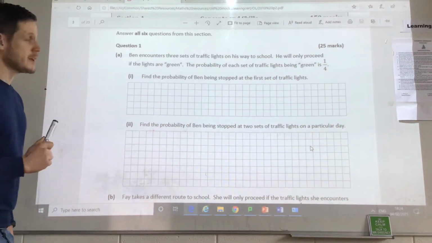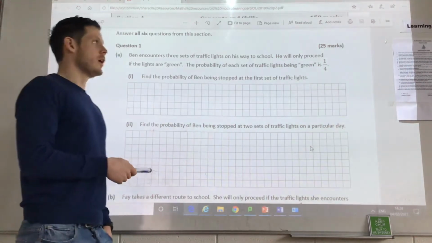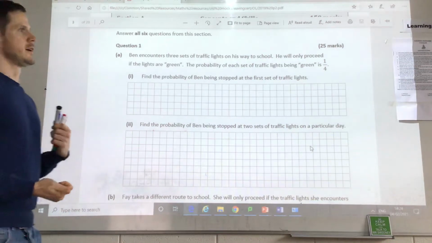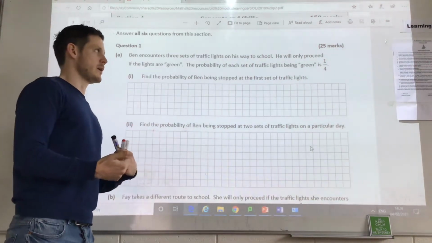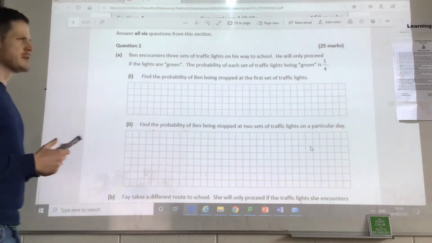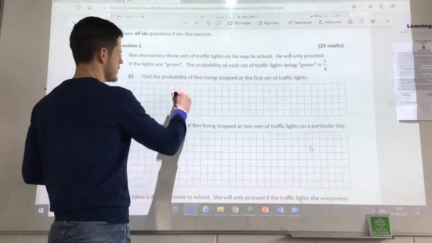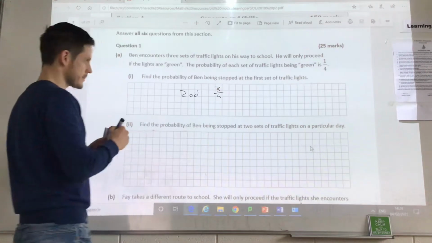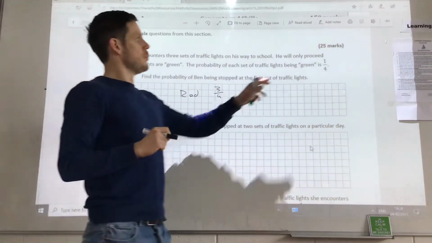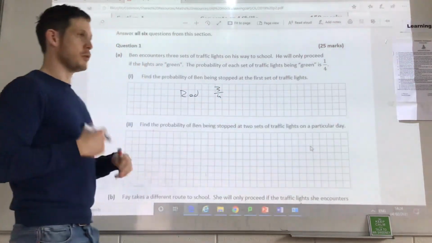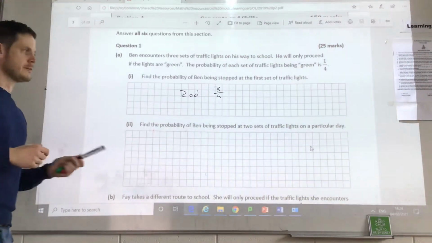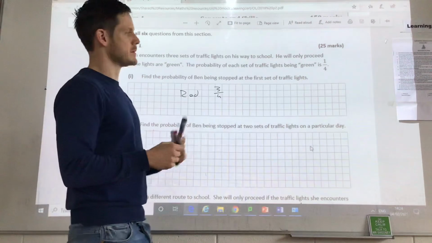Well, something that you did in first year you might not remember is that all probabilities add up to 1. So that means that there's only 2 options here. Probability of being green, you can go, red, you stop. So if the probability of being green is 1/4, well then the probability of being red must be 3/4. So 1/4 and 3/4 add up to 1, which gives us all our options. Find the probability that Ben is stopped at 2 sets of traffic lights on a particular day.